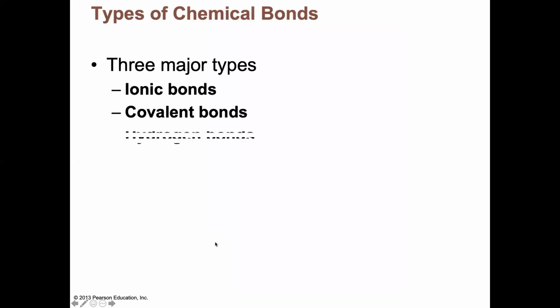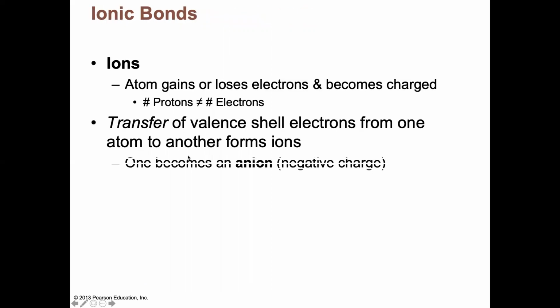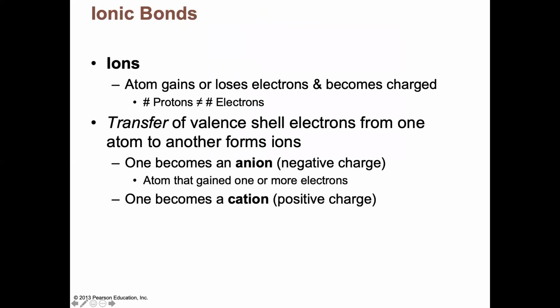So the 3 major kinds of bonds are ionic, covalent, and hydrogen bonds. These 2 are within a molecule. Hydrogen bonding is something a little different. We'll get into that a little bit later, okay? Ionic bonds happen when an electron moves from one element to another, okay?